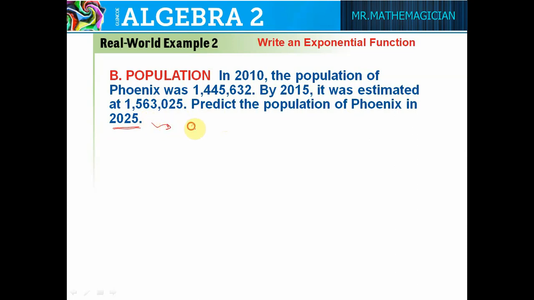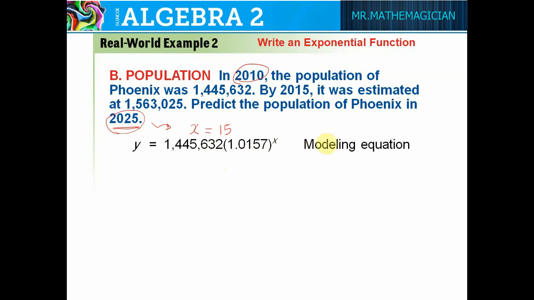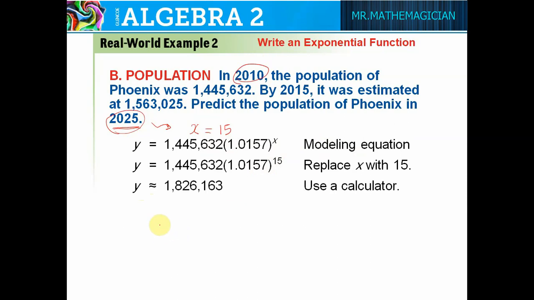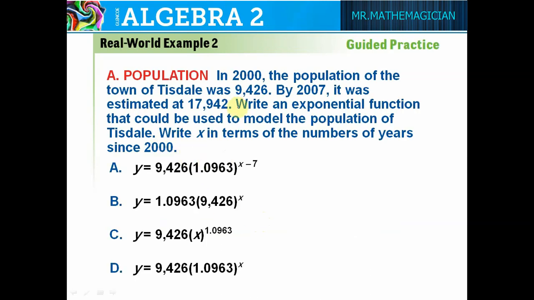Predict the population of Phoenix in 2025. That means x will be 15, 2025 minus 2010. Now substitute in our modeling equation with x equals 15. Use your calculator to evaluate. So the population will be approximately 1,826,163.